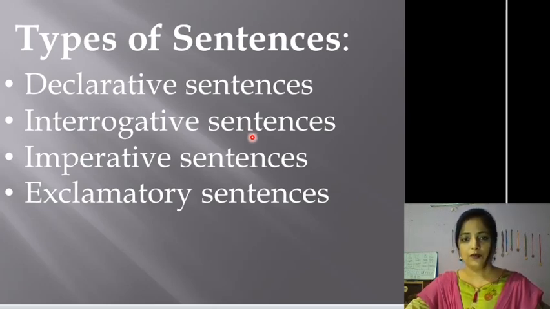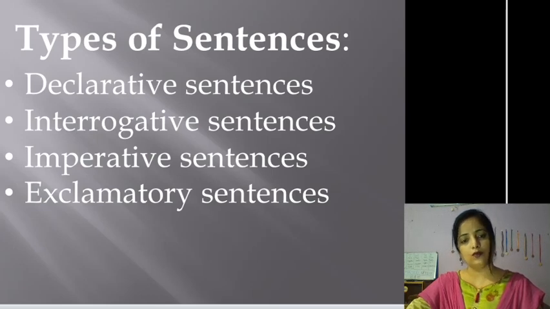In interrogative sentences, we may have two types of questions. One question can be answered with yes or no. Another can be answered in detail. So if I ask you, are you well? Are you feeling fine today? You may say, yes, I'm feeling fine, or no, I have fever. These are interrogative sentences which can be answered with yes or no.